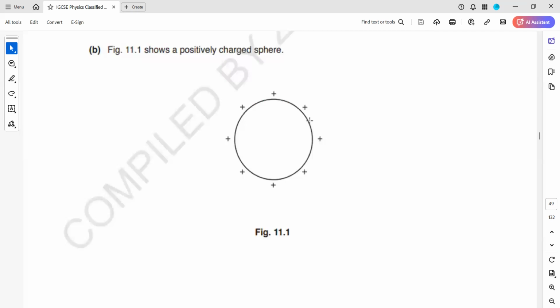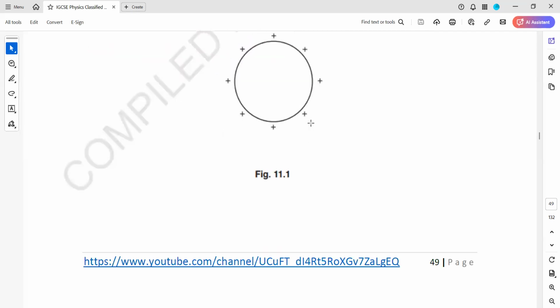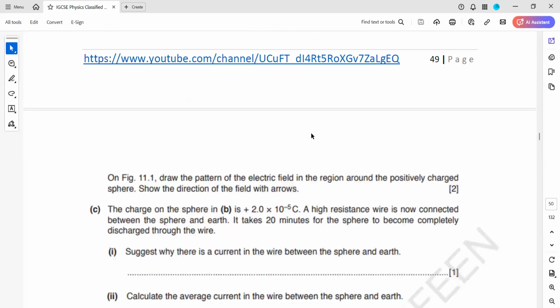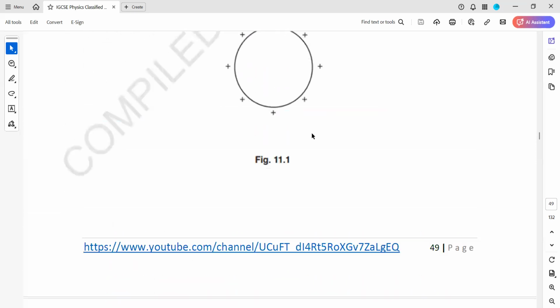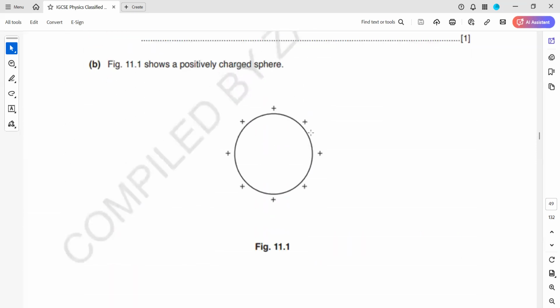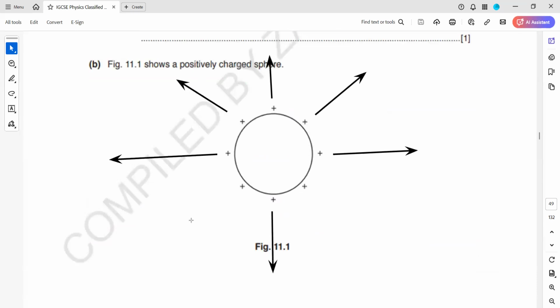Figure 11.1 shows a positively charged sphere. What we have to do on figure 11.1 is draw the pattern of the electric field. Because it's a positively charged sphere, if a positive charge is placed nearby, it will move away. So the direction of the electric field will be outward. It's always out from positive and into negative.